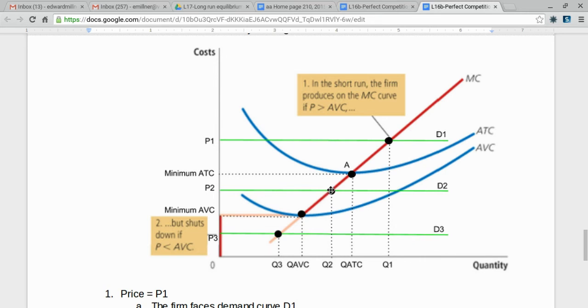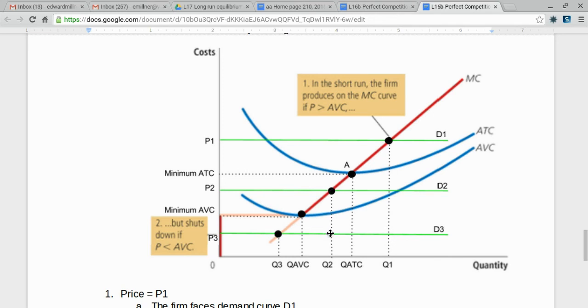However, at this price, P2 is less than the average total cost the firm pays when it produces Q2. Therefore, average total cost is above price. That means the firm is suffering a loss. However, this loss that it suffers is less than the loss it would suffer if it shut down.